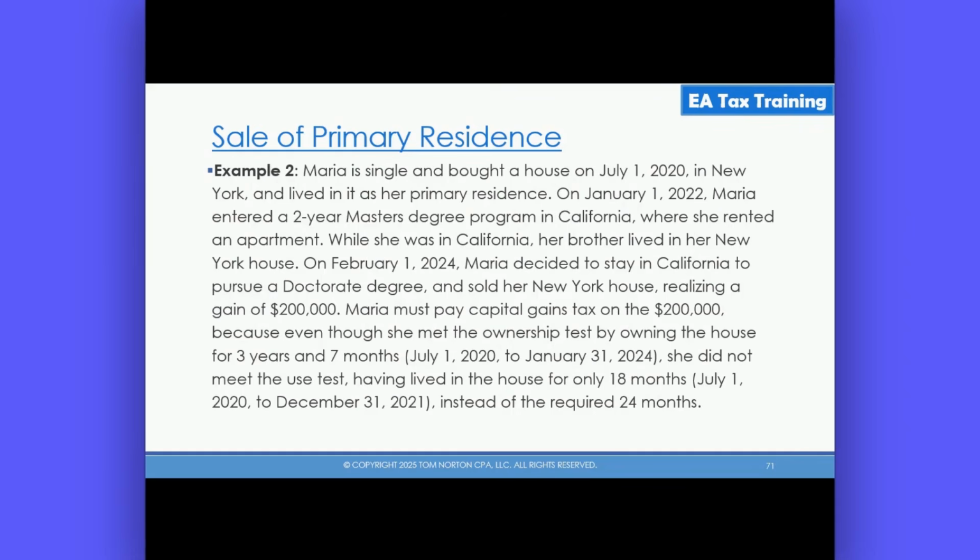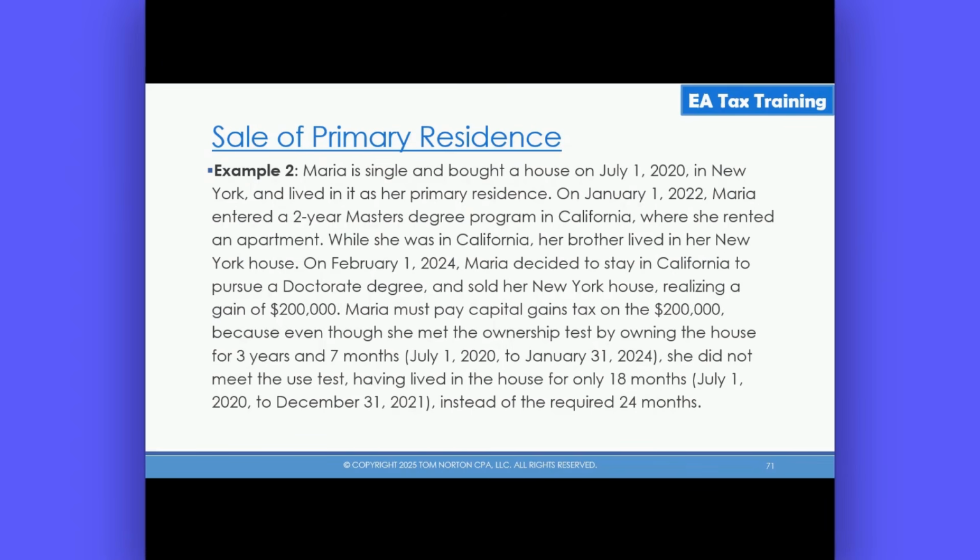Next example. Maria is single and bought a house on July 1st of 2020 in New York, and she lived in it as her primary residence. On January 1st of 2022, she entered into a 2-year master's program in California where she rented an apartment. While she was out there in California, her brother lived in her New York house. On February 1st of 2024, Maria decided to stay in California to pursue a doctorate, and she sold her New York house, realizing a gain of $200,000.